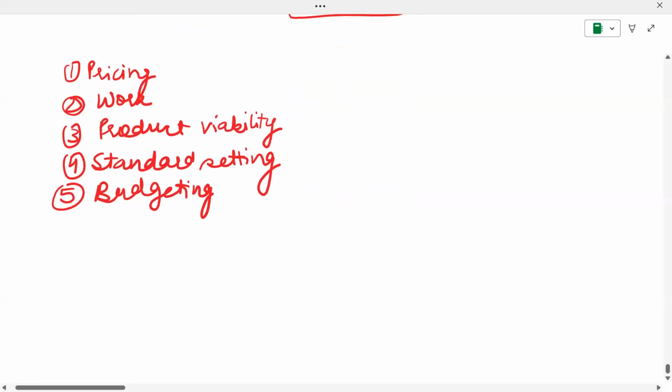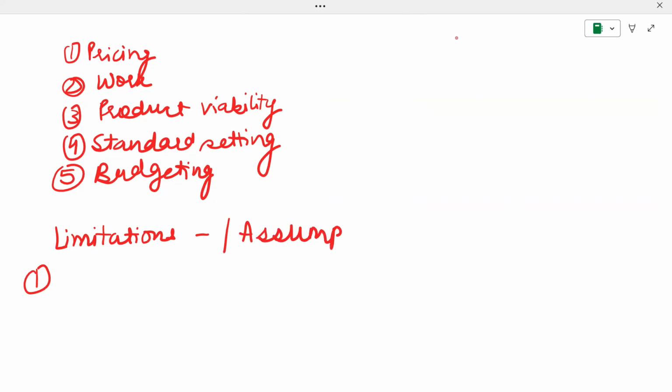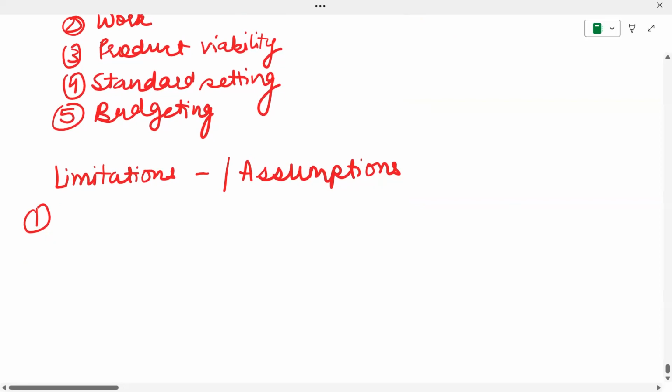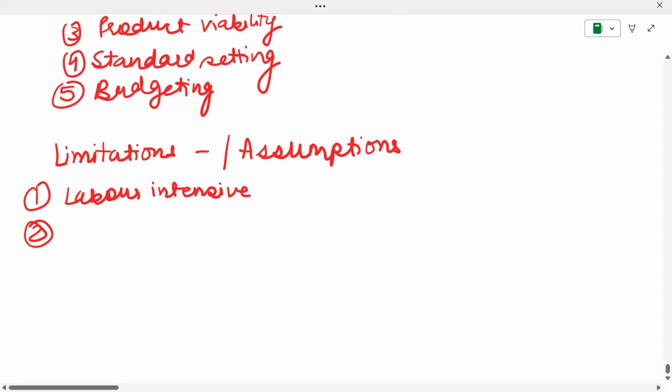Again, let's go through the learning effects limitations. The limitations basically will more or less be the assumptions. You can also call these the assumptions of the learning curve effect. First of all, it is assuming that your process is labor intensive. So it may not be useful where it does not involve labor and has to be done more mechanically rather than manually.